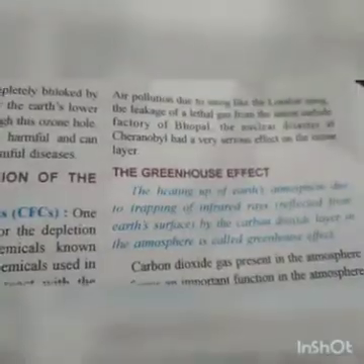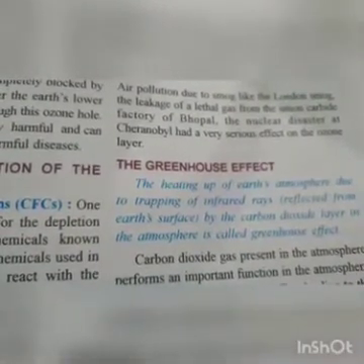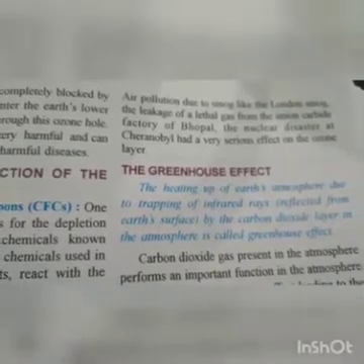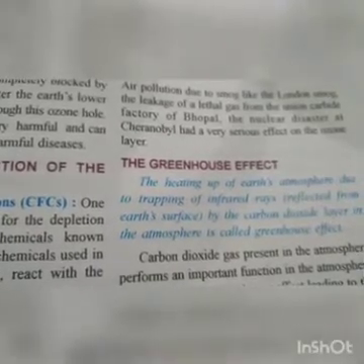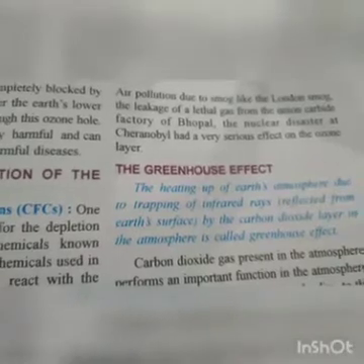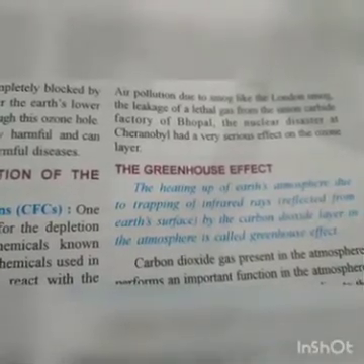Next is air pollution. We know that air pollution is also responsible for the depletion of the ozone layer, because of air pollution due to smog, like the examples given here: London smog, the leakage of lethal gas from the Union Carbide factory of Bhopal, the nuclear disaster at Chernobyl. The London smog, we know, is a mixture of smoke and fog. That is a very serious pollutant which creates air pollution, and that air pollution is one of the causes of destruction of the ozone layer.